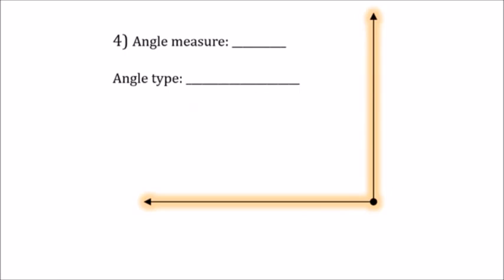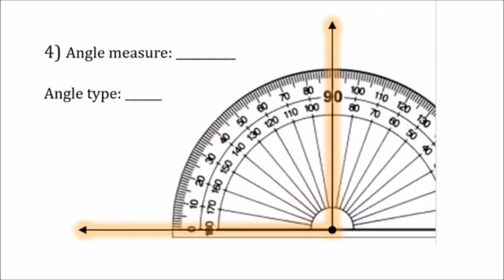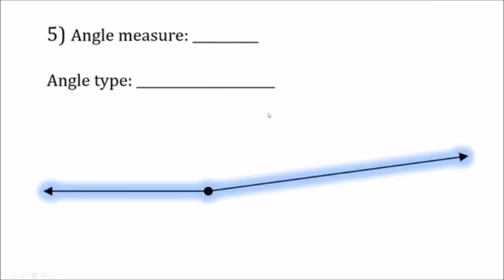Please try number 4. You might be able to guess what number 4 is without using a protractor, but you should use your protractor to confirm that it is a right angle and it is 90 degrees. Please try number 5.